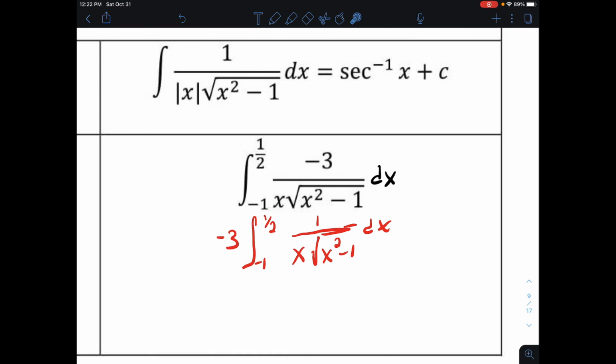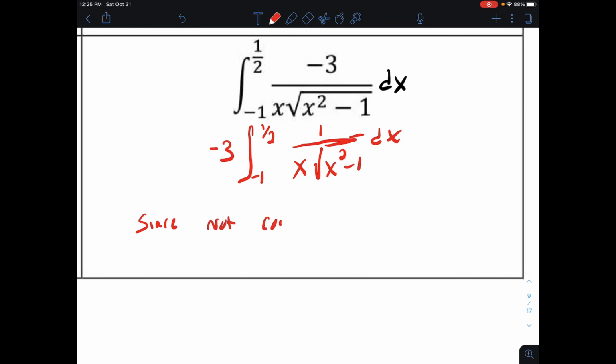Now, here's something that we have to keep in mind. Remember that according to the fundamental theorem of calculus, in order to use the evaluation part, where I want to find the area underneath the curve from A to B, this function here has to be continuous for every value from -1 to +1/2, including the endpoints. Well, we have a problem here. If I put in 0 for x, I'm undefined. And so since we're not continuous at x equal to 0, we're undefined there.